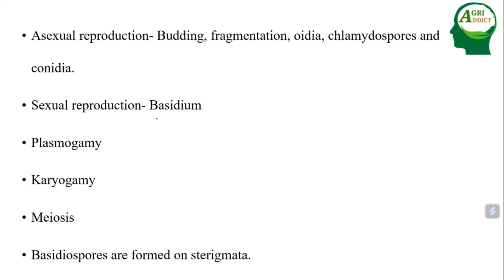In sexual reproduction, there will be a basidium like this, where plasmogamy takes place and karyogamy takes place, later followed by meiosis. So meiosis takes place and four nuclei will be produced. Then the basidium will start producing pointed structures called sterigmata, and these nuclei will move into the sterigmata. On the sterigmata, there will be production of four basidiospores. This is how basidiospores are produced by the basidium.